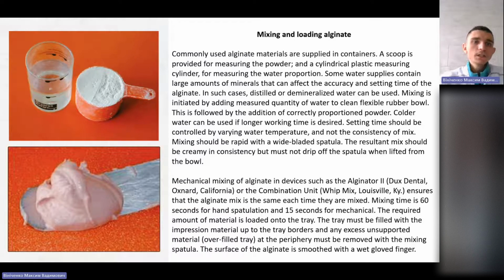Mixing is initiated by adding a measured quantity of water to a clean, flexible rubber mold. This is followed by the addition of correctly proportioned powder. So first we place the water, and only then we add our powder, in this sequence. First of all, we put the water, then the powder, not the powder, then the water.